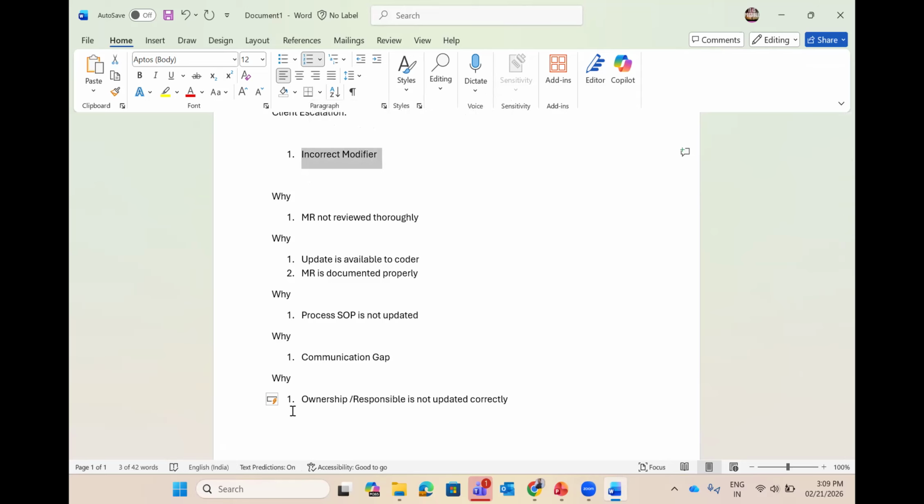Now your problem is the incorrect modifier, right? When you dig into the root, what are you identifying here? The owner or responsible party has not done their job correctly, right? If you put that into this form and ask why 5 times, then you will come back to the answer of how this is going to be done. For example, we will branch out. We have one more answer called MR is not documented properly. We will take that also as a second shot. If it is coming back here, I am identifying MR is not updated correctly. This is my next branch. Why is the MR not documented properly?